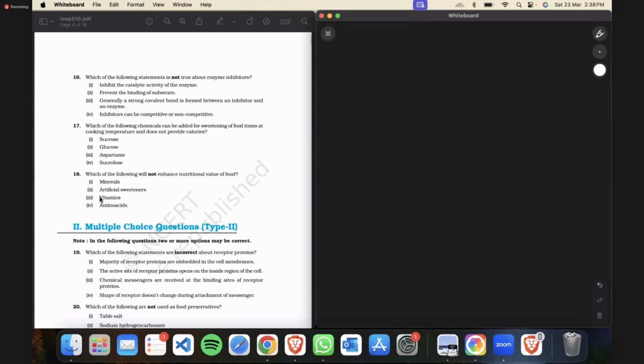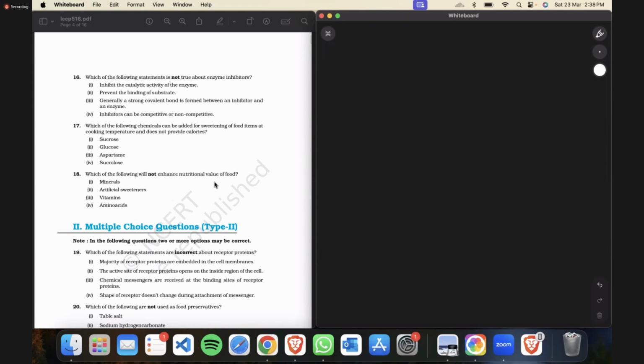Next up is question number 18. Which of the following will not enhance nutritional value of food? Minerals will provide vitamins, amino acids, but artificial sweeteners will not enhance the nutritional value of food. Artificial sweeteners are non-caloric substitutes for sugar. They are often intensely more sweet than sugar. We have seen sucralose is 600 times more sweet than sucrose. So these will not enhance any nutritional value.